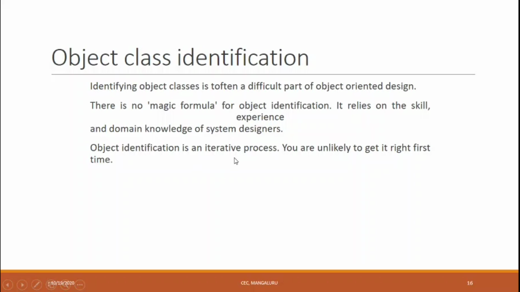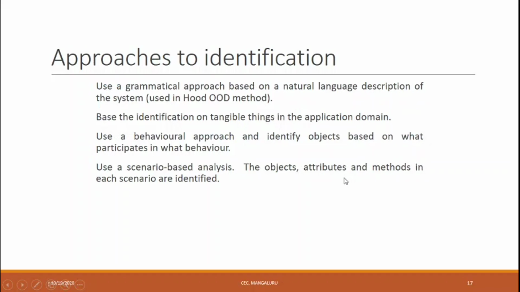Object orientation is an iterative process. You are unlikely to get it right the first time. It's an iterative process, and this is very important from the examination point of view also, my students. They may ask how to identify the object classes in an object-oriented system. What are the steps, or what are the approaches, used to identify the object classes in an object-oriented system?